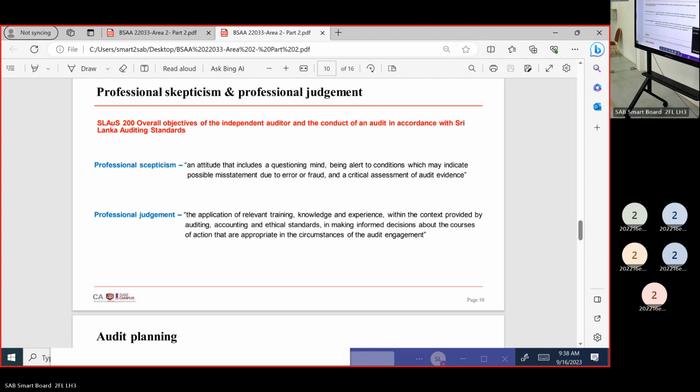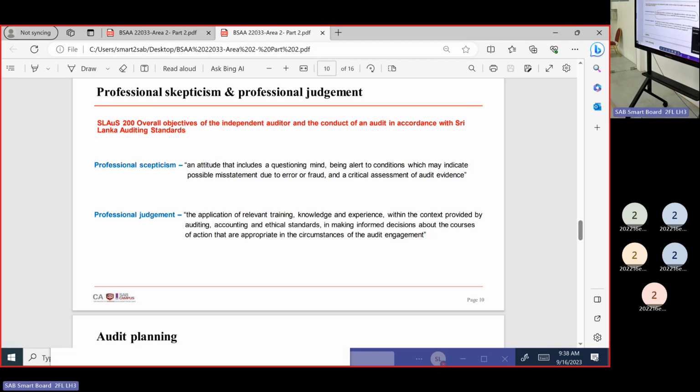And then again, professional skepticism. What does it mean to you? Are you having that skepticism as a human being? A steady mind, so that we have to take decisions by using a kind of questioning in mind.